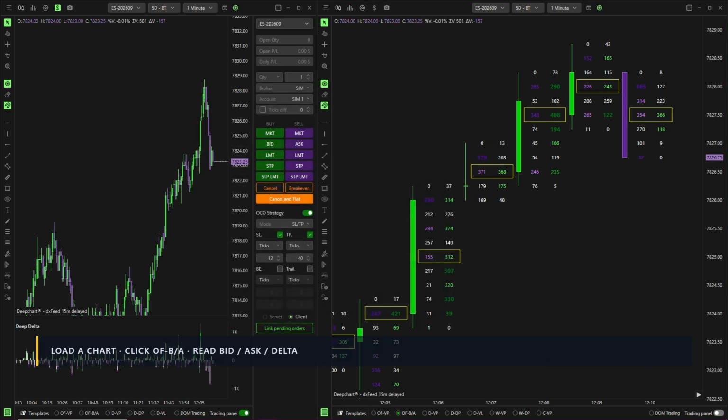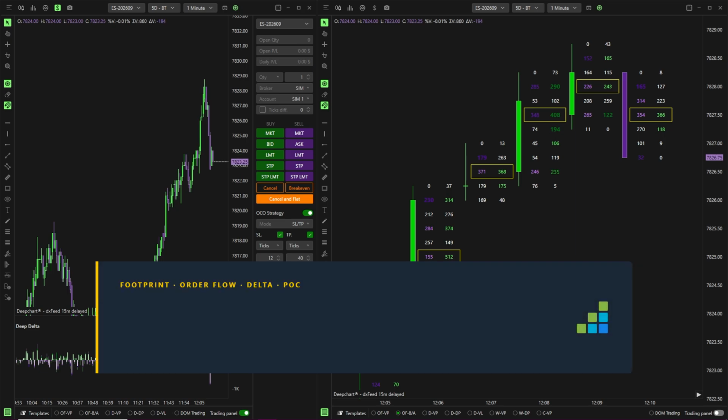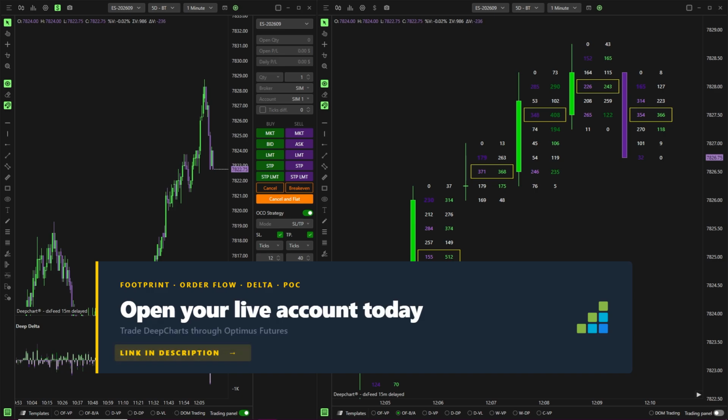So to recap, a footprint takes a candle and shows you who was trading at each price level, the volume on the bid, the volume on the ask, the delta, and the imbalances. In DeepCharts, you can load a candlestick chart, click OFBA on the bottom bar, and then read it level by level.